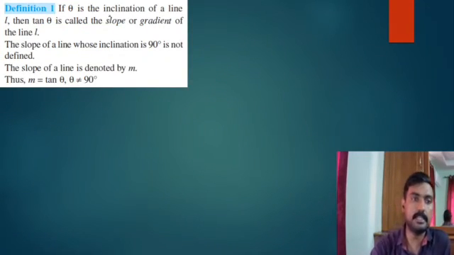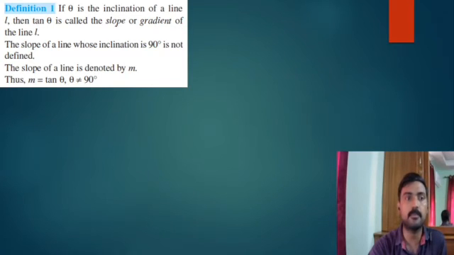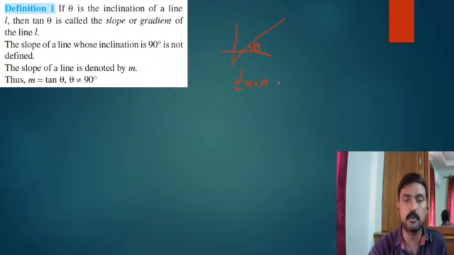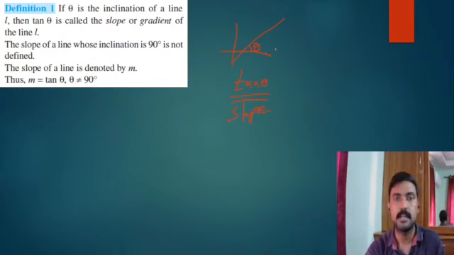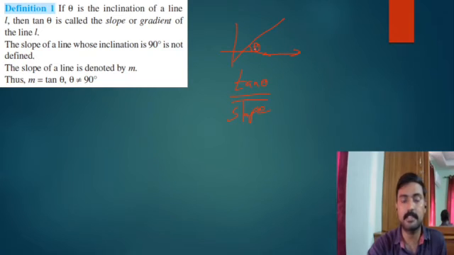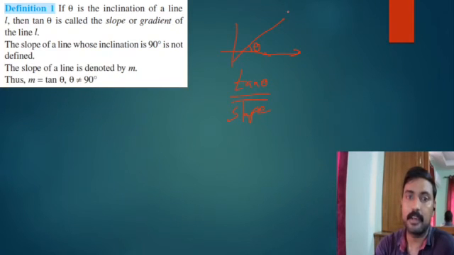Now, if theta is the inclination of a line L, then tan theta is called the slope or gradient of the line L. Here we studied this line making this angle known as theta. Its tan value, tan theta, is known as tangent. Tangent is known as the slope of the line. Slope of the line means tan theta, where theta is the angle of inclination with the x-axis. What is the angle made with this x-axis? Its tan value is known as the slope of the given line L.